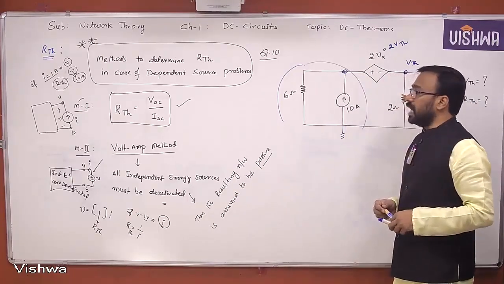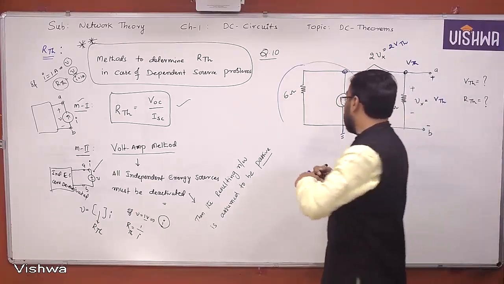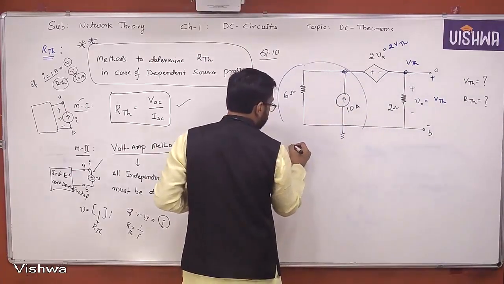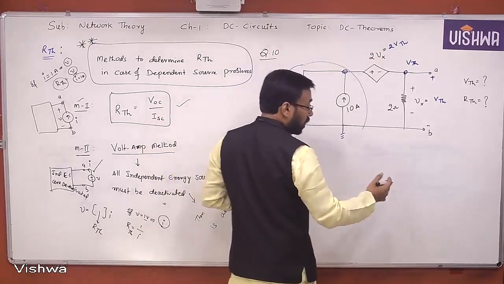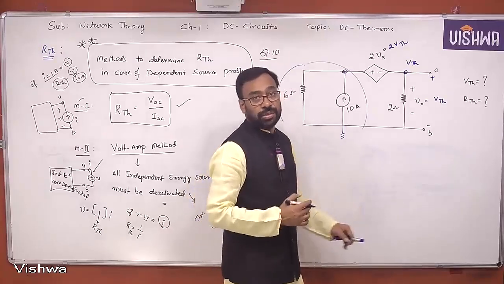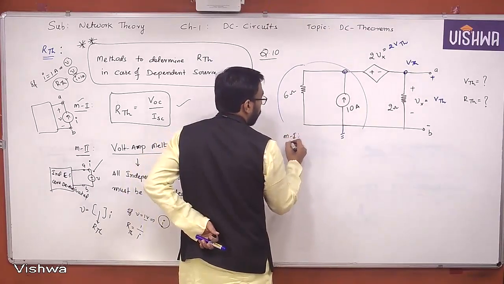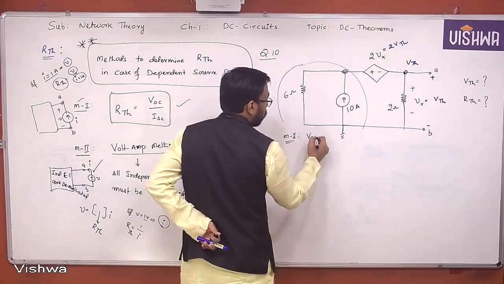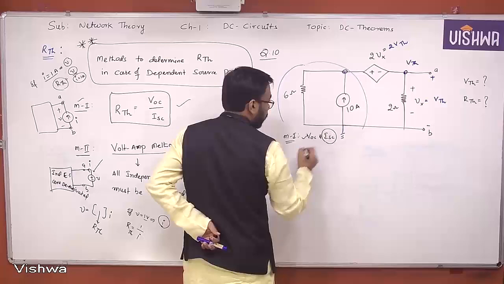Let us first apply method 1. I think you have noted down all these things. What is method 1? According to method 1, you require VOC and ISC. Just now we determined the VTH value. How much did you get? 10 volts, right? So let us find ISC also. According to method 1, we require VTH, VOC and ISC. Already we determined this. Let us try to find the ISC value.